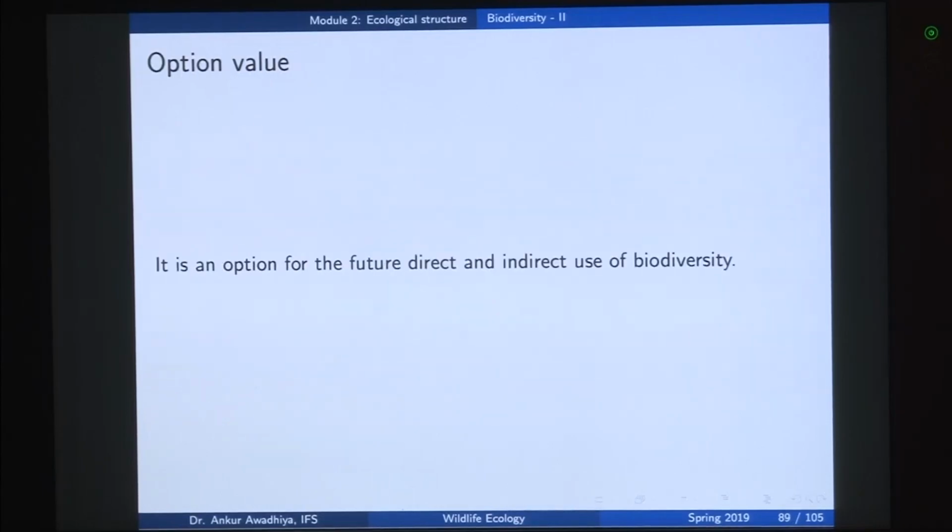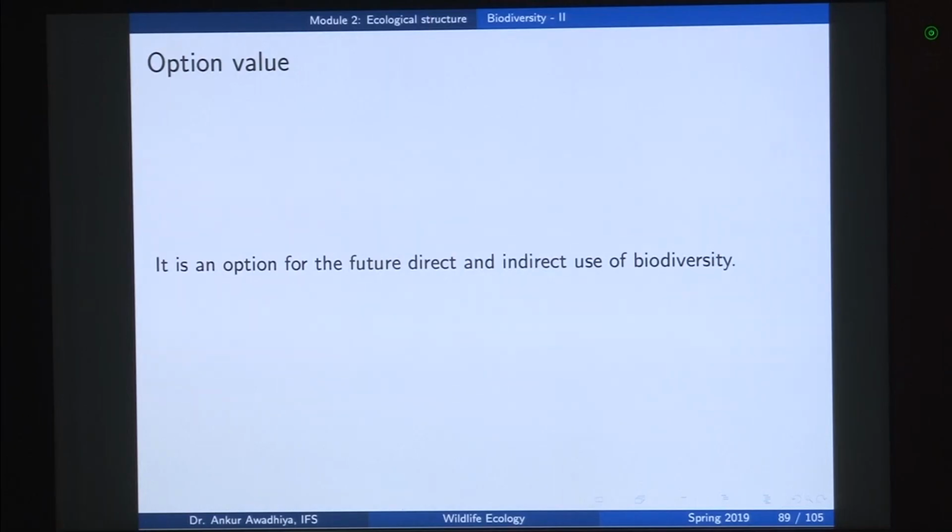The other kind of values that we derive out of biodiversity are things like option value. Now, option value is an option for the future direct and indirect use of biodiversity. So, for instance, if we have a forest, we have an option to clear up this forest and use all the timber, or we have the option to keep this forest as such, and maybe say 10 years down the line, if there is some disease that we do not have a cure for, we might go into this forest and search for other biological molecules that might offer a cure.